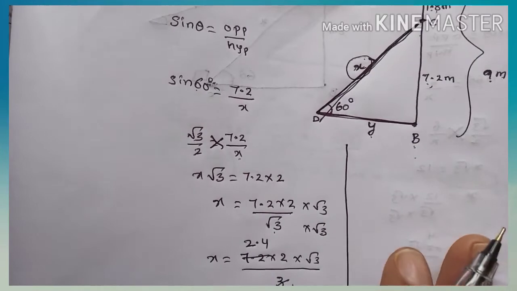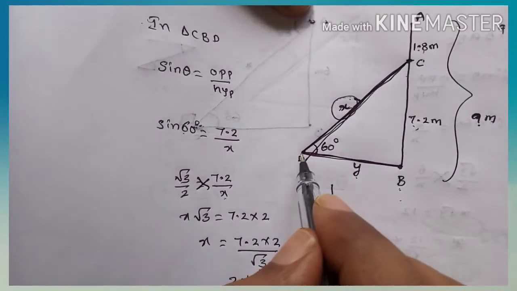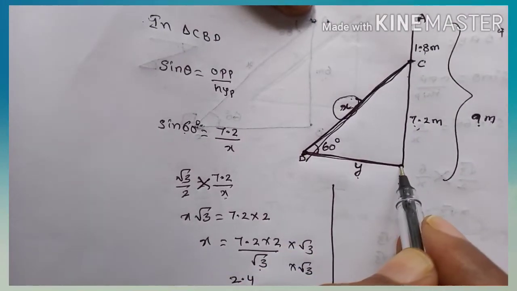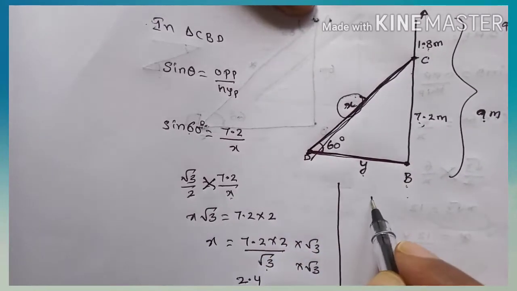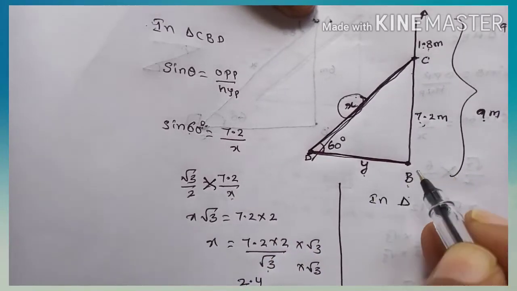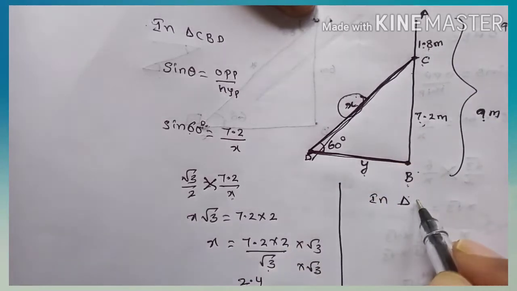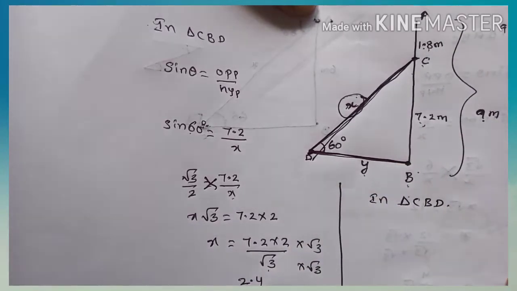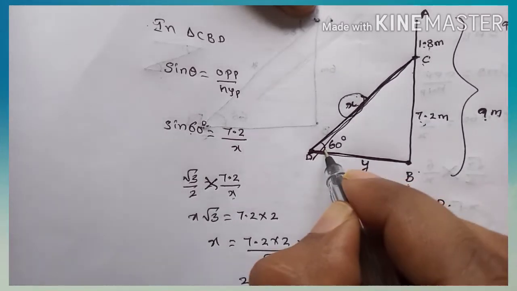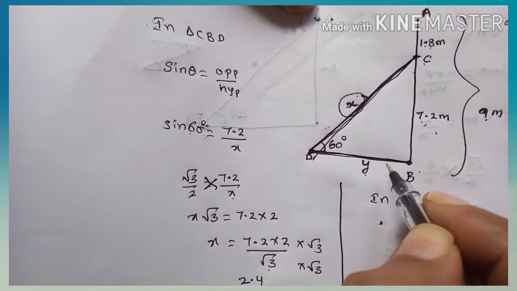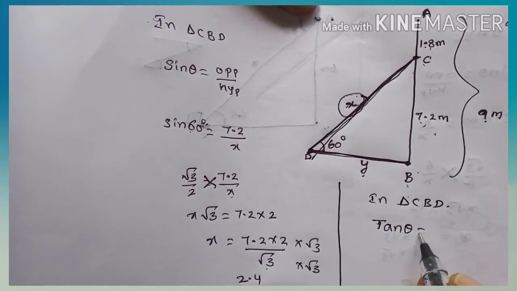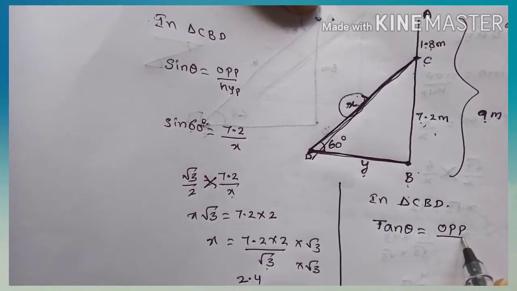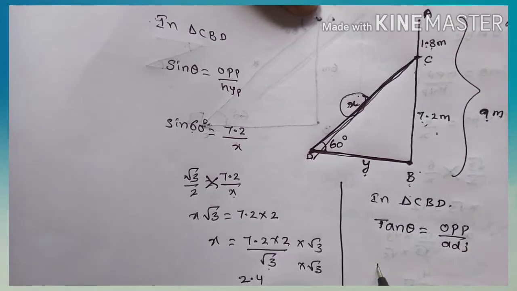Now we can calculate y, the remaining part, the distance between the foot of the ladder and the foot of the pole. This we have to calculate in the same triangle, triangle CBD or BCD. For this angle, this is the opposite side and this is the adjacent side. So we have to apply tan theta equals opposite side by adjacent side.